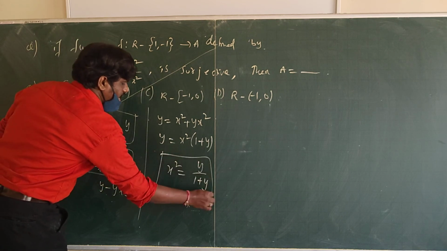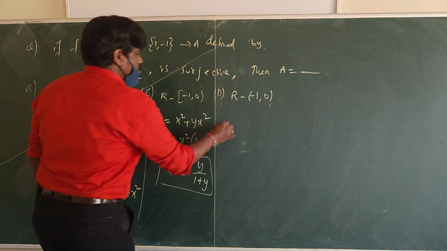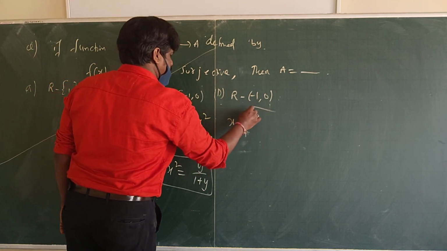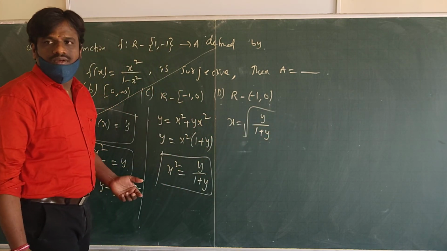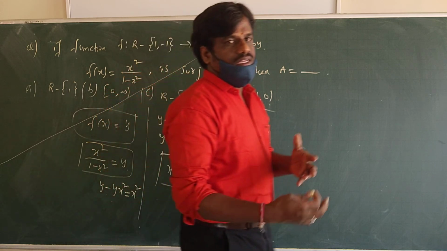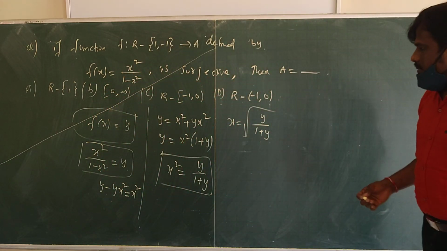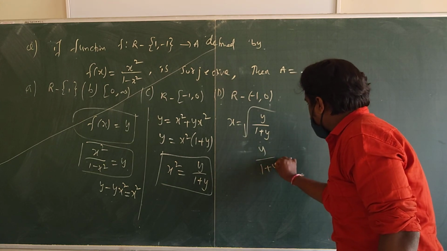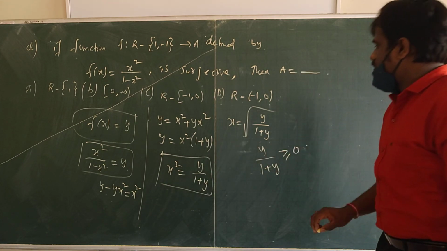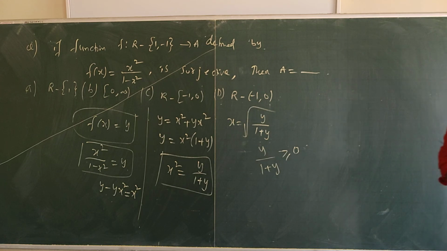तो x square ये आया, तो x क्या होगा? अंडर रूट होगा. x is equal to under root of y upon 1 plus y. रेंज फाइंड आउट करना है ना सर. डोमेन रेंज मैंने बहुत पढ़ाया है. तो ये वैल्यू क्या होगा? y upon 1 plus y must be greater than or equal to 0, because square root की वैल्यू greater than or equal to 0.